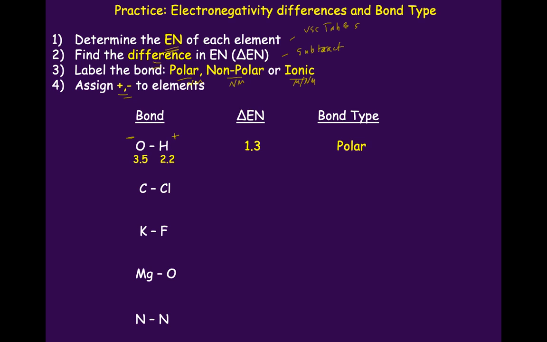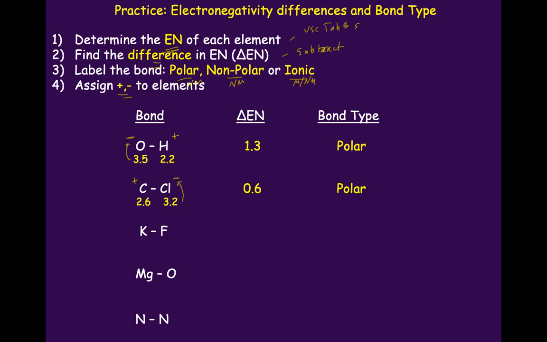Okay, carbon and chlorine, let's look those up. Okay, we got 2.6 versus 3.2. In this case, chlorine would get the negative, all right? Carbon would get the positive. Again, the higher electronegativity always gets the negative. Again, the difference is 0.6. So this is going to be slightly polar. Okay. And we can call that a polar bond, right?